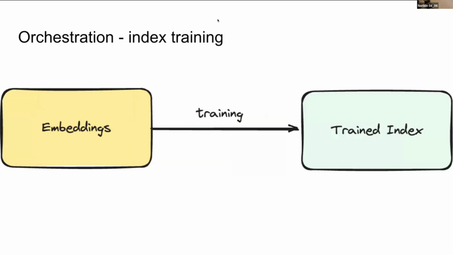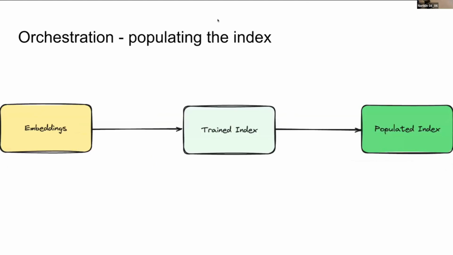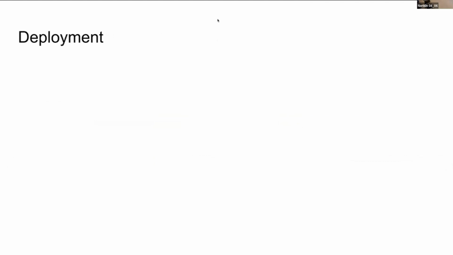And for some types of indices, for example, IVF, it quickly becomes infeasible to do this on CPU. If you have millions of vectors, k-means is really computationally expensive. So in FAISS, you can use, for example, a GPU to produce the index. And then the next stage is you would put your embeddings into the trained index, and you would have an index that is populated. And you would run this job periodically, and you would store the populated index in S3 or some other blob storage.